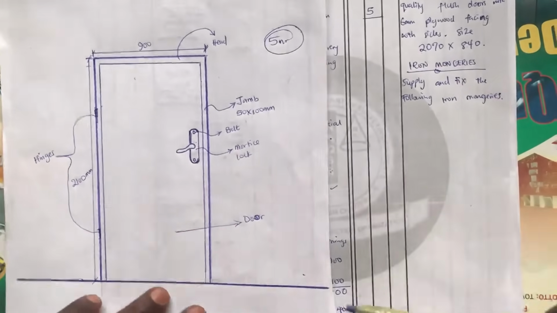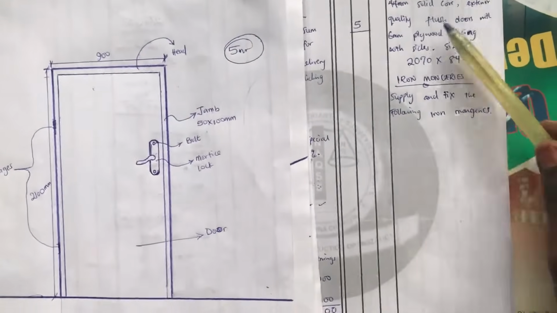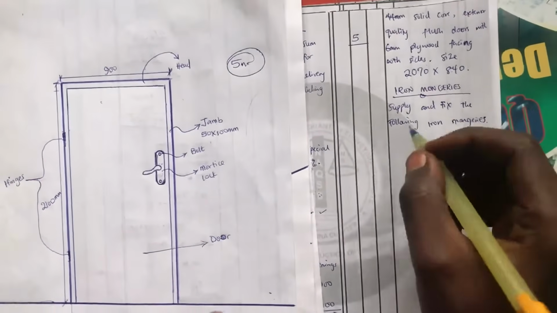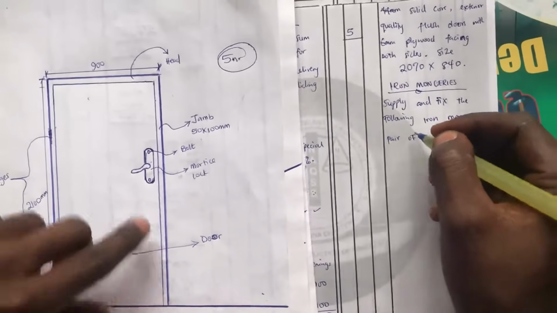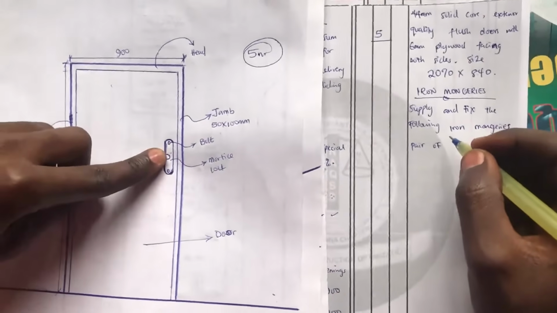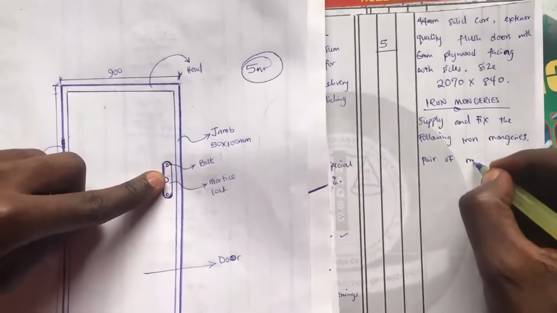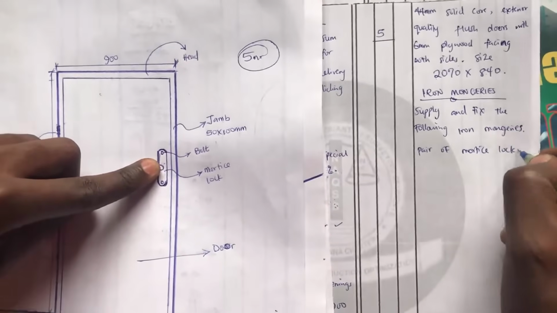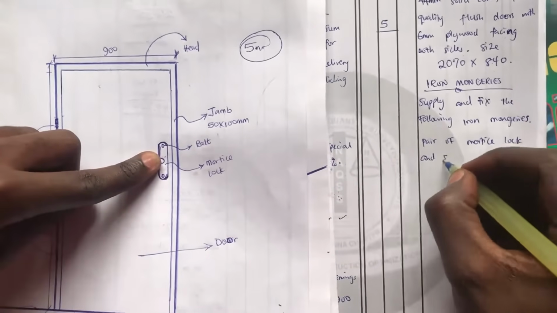So remember, when you are done describing for this door, you have to calculate first, then describe. You move to ironmongeries. I'll start with the first one, a pair of mortise lock. Remember that your mortise lock always comes in pair. So I'm going to say pair of mortise lock and set of lever furnitures.